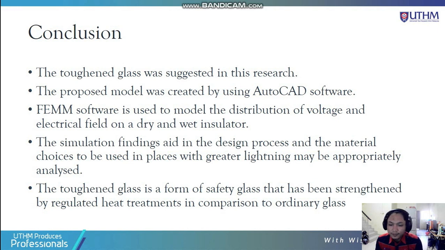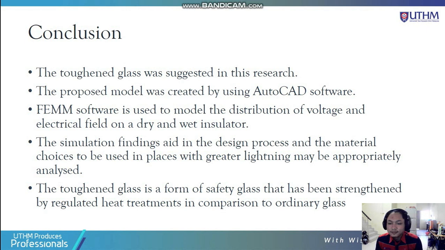The insulator's performance is affected by its age. The simulation findings might aid in the design process, and the material choice to be used in places with greater lightning rates may be appropriately analyzed. According to the findings, an insulator in a wet state might cause a flashover at a lower voltage, because ionization occurs when air breakdown occurs, which is reliant on the dielectric strength of the insulator. It is critical to maintain the insulator condition on a regular basis in order to keep it free from accumulated moisture.